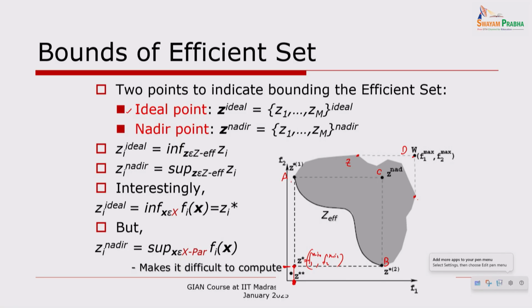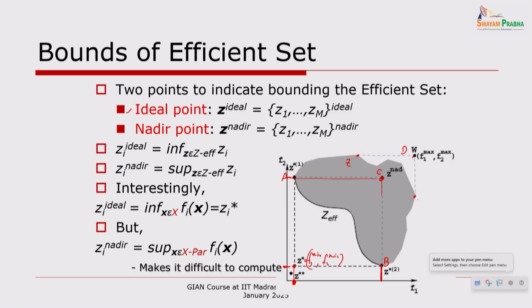The Nadir point: if I know the Pareto set, I take the worst of F1 out of these Pareto-efficient points, and the worst of F2 is this one. I put them together and I get this point. That is called the Nadir point. So you see the catch-22 here.